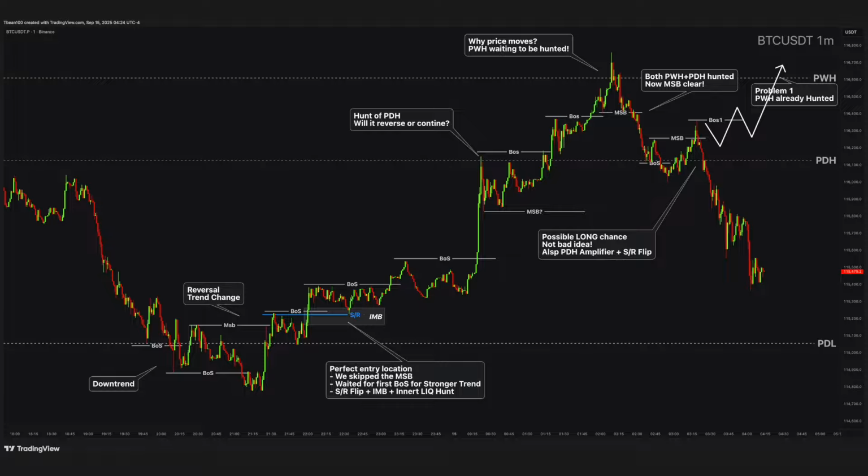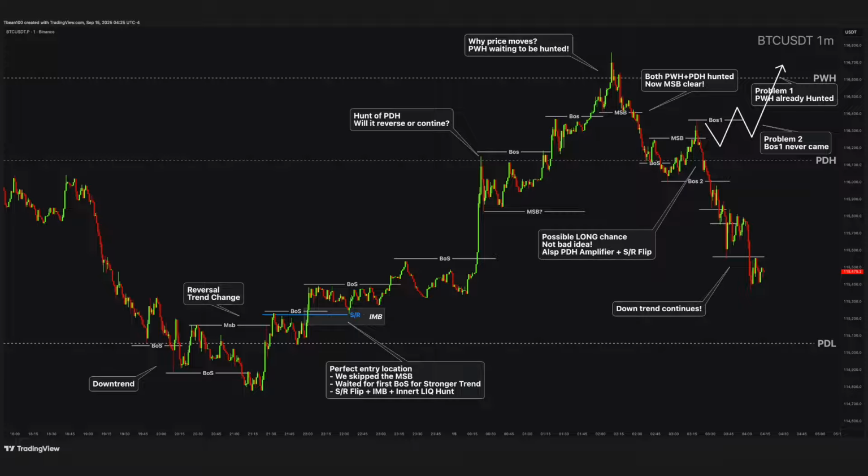And this is exactly why I often say that waiting to see the first break of structure after a market structure break gives you more comfort and confidence in your trades. At that point, we know the trend change is more likely confirmed. So in this example though, the inner market structure break turned out to be nothing more than a fake move. Instead of reversing, the trend continued pushing downward.